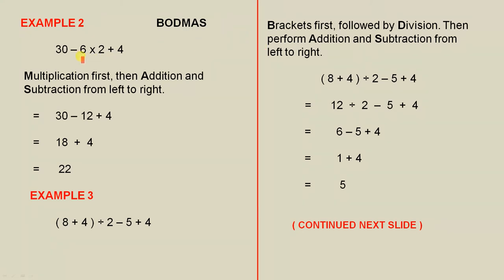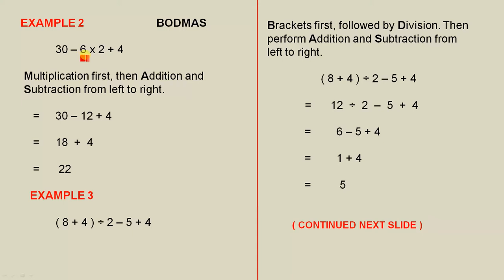Example 2, 3 minus 6 times 2 plus 4. Multiplication first, then addition and subtraction from left to right. So when only addition and subtraction are left, we work from left to right, as we saw in the last video. But the important thing is, we have to do multiplication first, because M occurs before addition and subtraction.